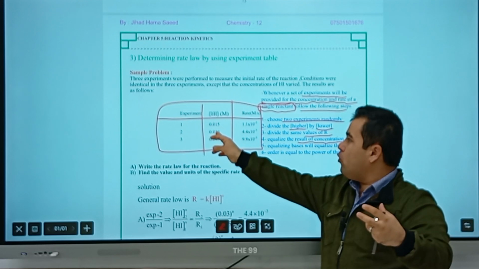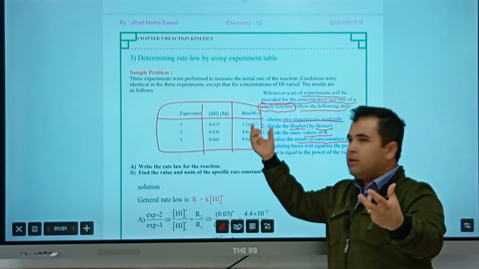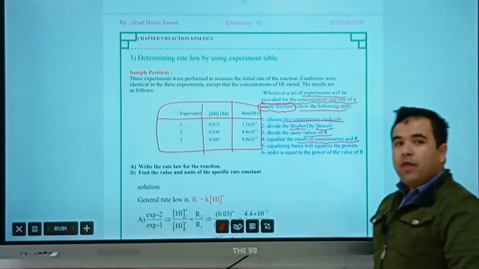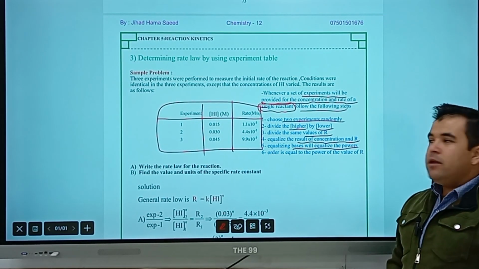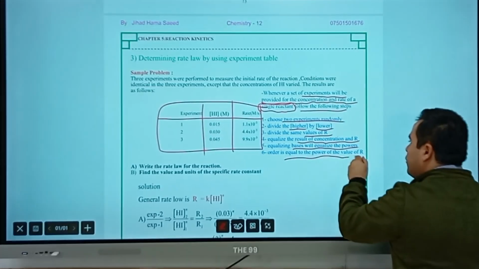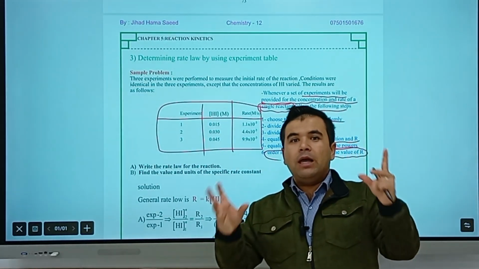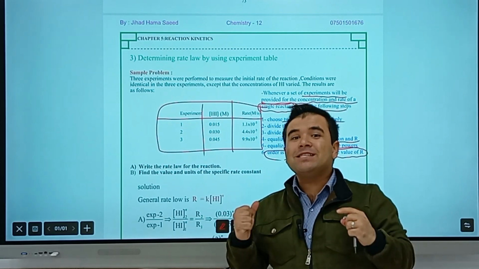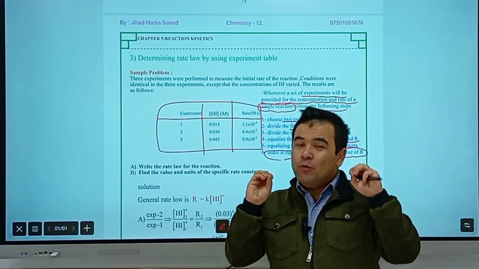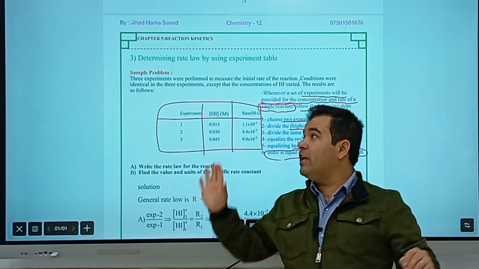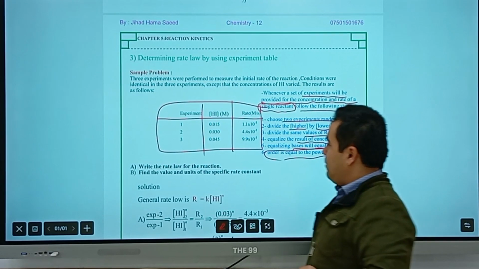For example, if 0.030 is divided by 0.015, there will be a number. We equalize it to the result of the R. Then equalize the bases, then equalize the powers, and the order is equal to the power of the value of R. So we will be able to calculate the order. In this case, the order is not equal to the coefficient. We have to calculate orders through the experiments. Let me show you how to follow those procedures.